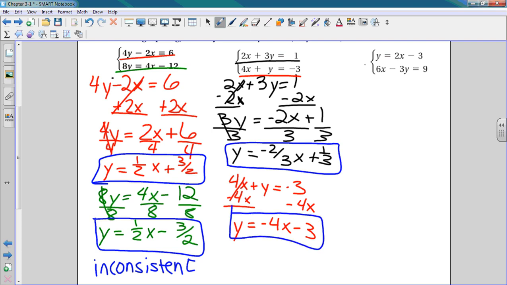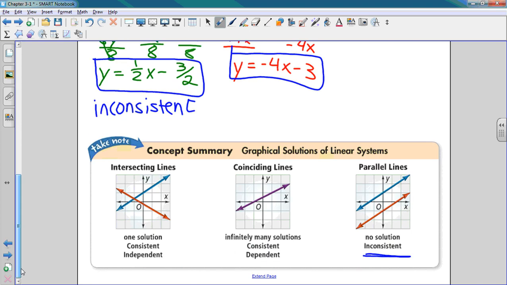Now we have to look at those two equations. What do I notice about the slope? They're different. The y-intercepts? Different. So what kind of answer? They're going to be two completely different lines. So what kind of answer am I going to get? Yeah, independent. Because they're two different lines, they're going to cross at one spot and one spot only. So we say this is an independent system.